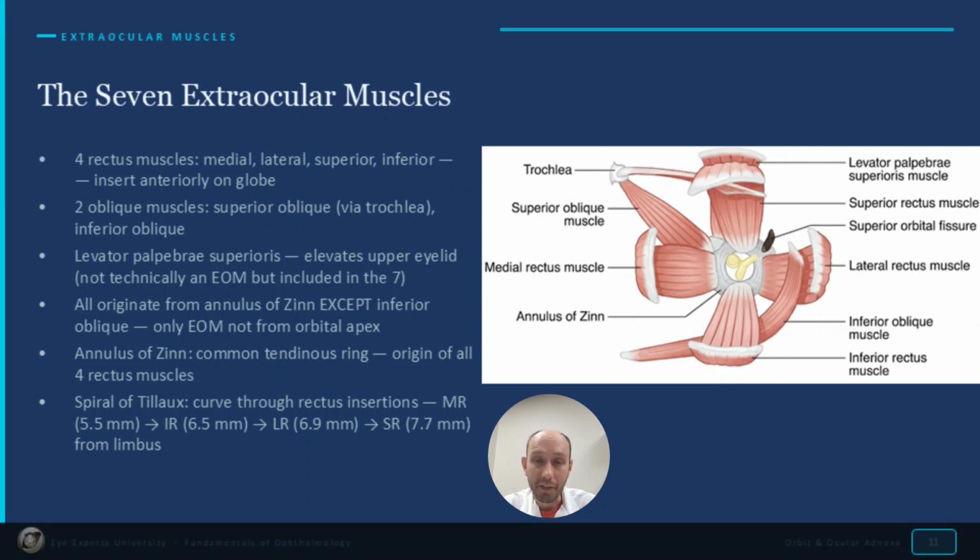Then there are two oblique muscles, the superior oblique and the inferior oblique. Those are the ones that torque the eye, but because they insert behind the equator, their action is the opposite of what you would think. The superior oblique can actually push the eye down instead of up because it has a different pivot. And lastly, the seventh muscle is the levator palpebrae superioris. It doesn't touch the eyeball, but it does elevate the eyelid.